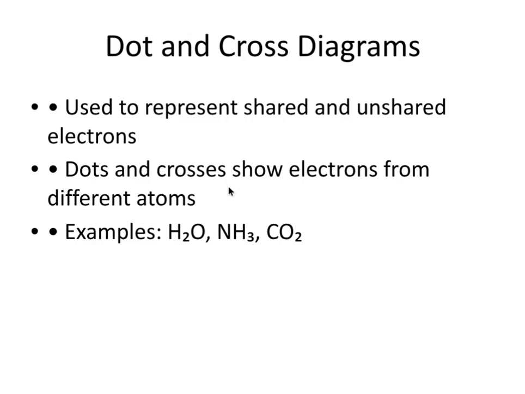Dot and cross diagrams are used to represent shared and unshared electrons. Dots and crosses show electrons from different atoms. Examples: H2O, NH3, and CO2.